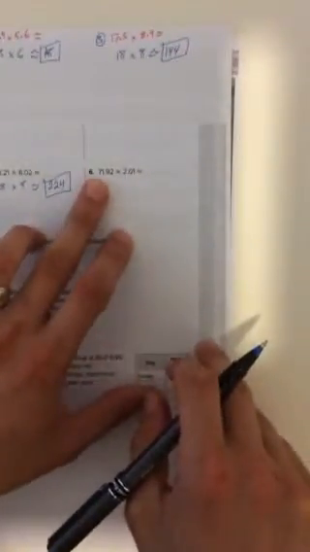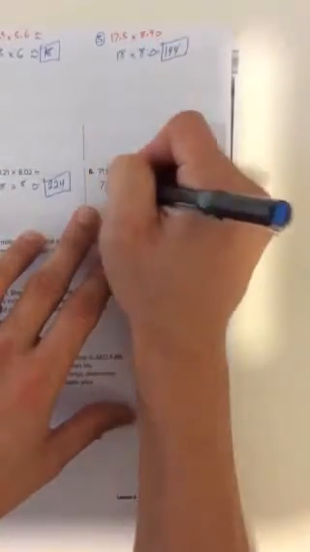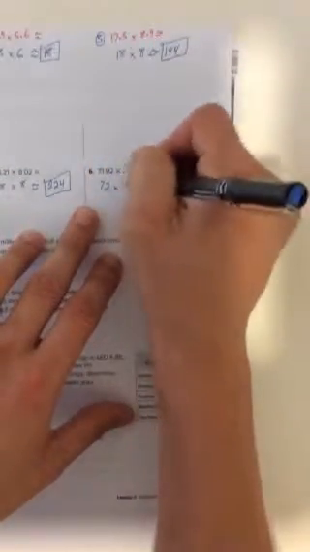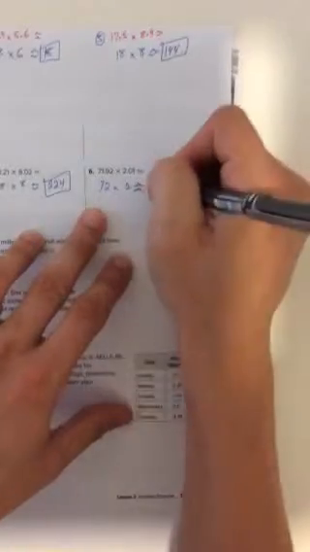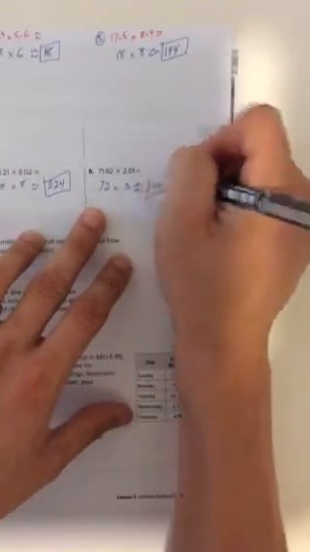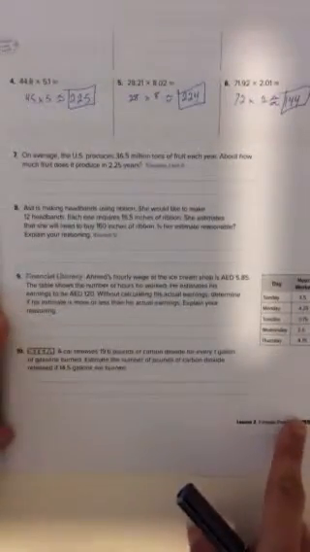And then lastly, we got 72 times 2. That one's a little bit easier, at least. So 144. Okay, that's that one. Now let's do 7 and 8, and I'm going to leave 9 and 10 off.